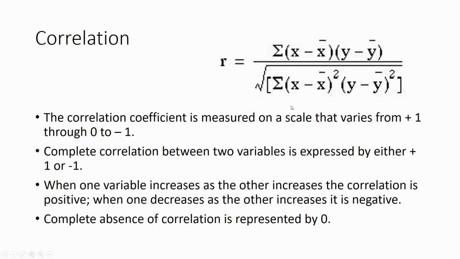This is how correlation is measured on a scale of +1 through 0 to -1. A full correlation between two variables is expressed as either +1 or -1, which basically means that when one variable increases, the other increases, then the correlation is positive. If one decreases as the other increases, the correlation is negative, and complete absence of correlation is represented by 0.